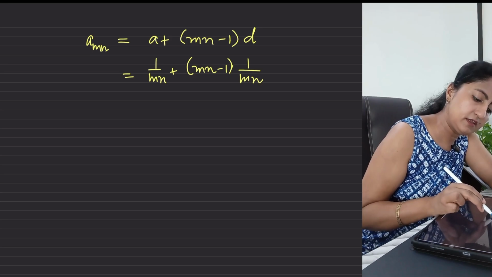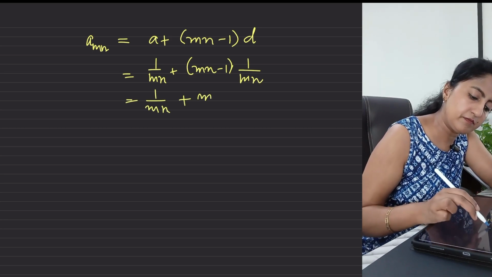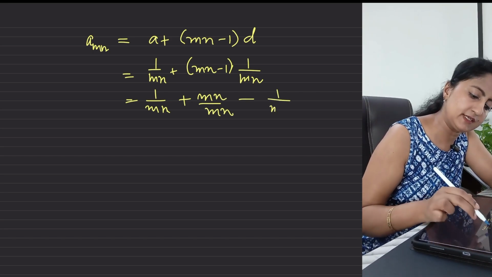1 over mn plus mn minus 1 times 1 over mn, which gives 1 over mn minus 1 over mn. Now 1 over mn and minus 1 over mn get cancelled.